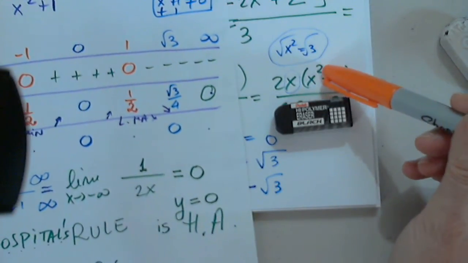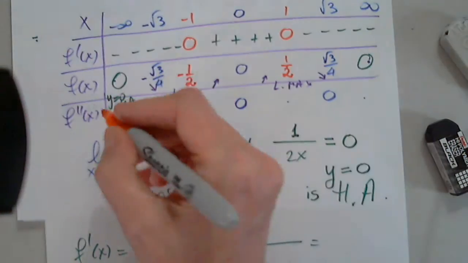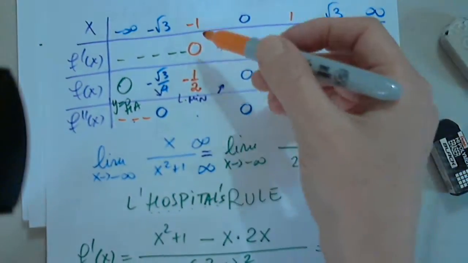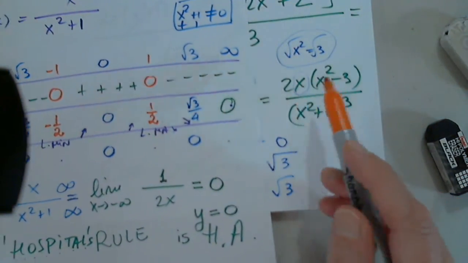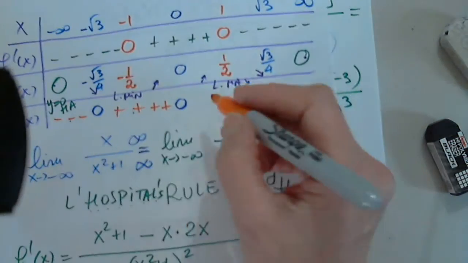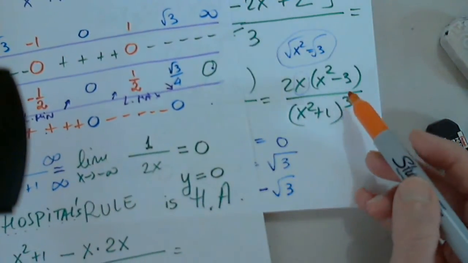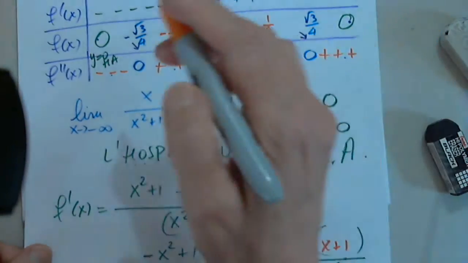So obviously this is positive because it's 100 minus 3, but the negative gives us a negative. Now if I plug in negative 1, this is negative and this is negative. And if I plug in 1, I have negative. And if I plug in 10, I have positive. So here's what the second derivative tells us.